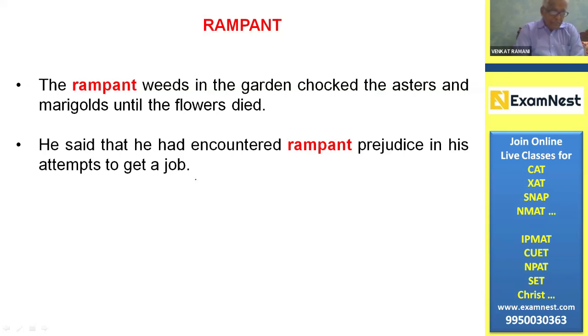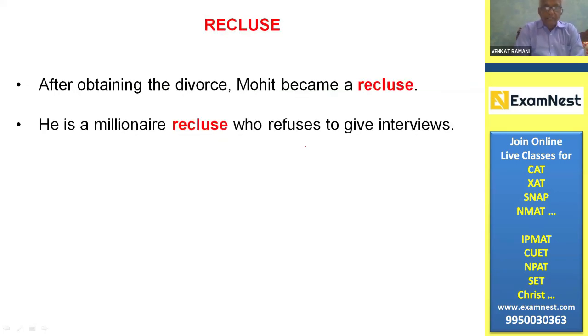The next word is recluse. Recluse. After obtaining the divorce, Mohit became a recluse. He's a millionaire recluse who refuses to give interviews. A recluse is a person who lives alone and avoids going outside, talking to other people.